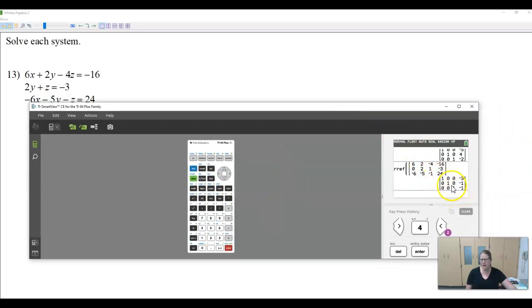Again, we have the 1s on the diagonal, which means there's one solution. x is -3, y equals -1, and z equals -1.